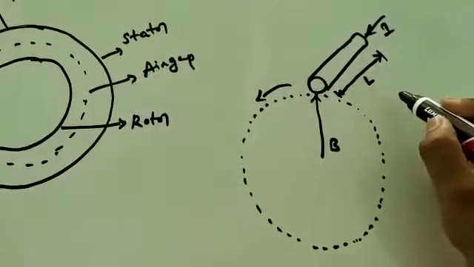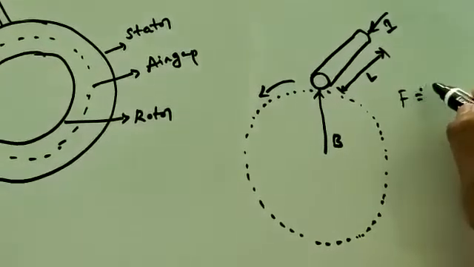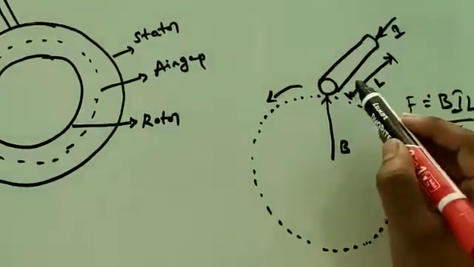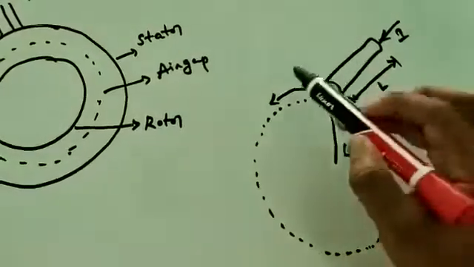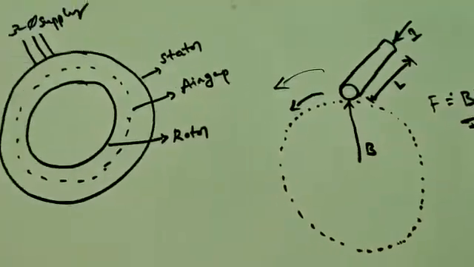So according to Lorentz force law, BIL, there is some kind of force induced, that is BIL, which turns the rotor to be moving. So this is the principle of induction motor.